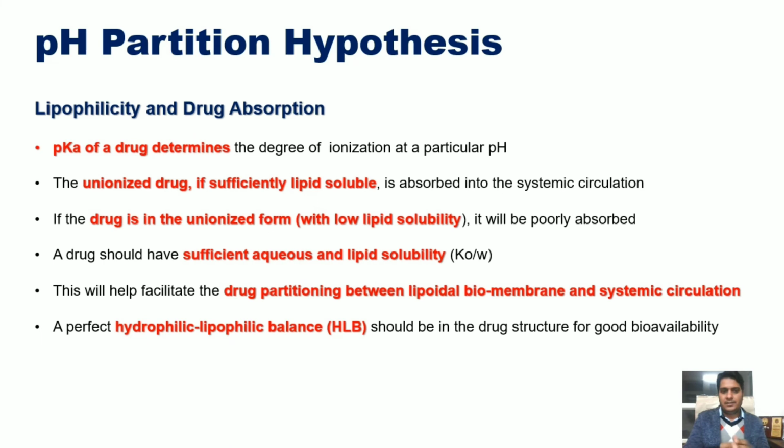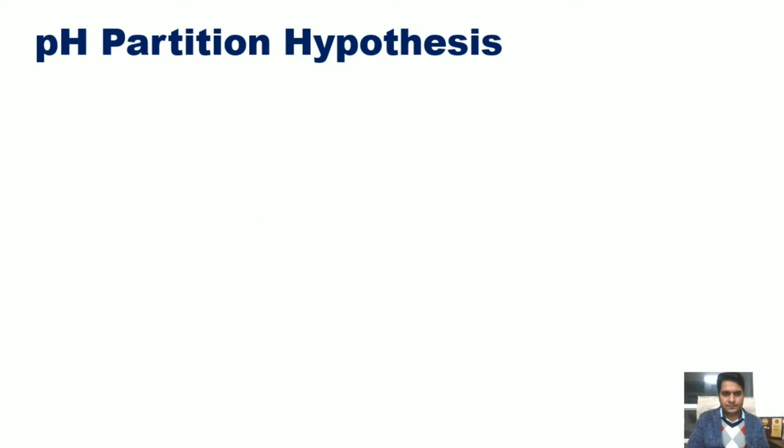A perfect hydrophilic lipophilic balance should be maintained in the drug structure to become a bioavailable drug. And if the drug is highly lipophilic, then it will not be absorbed efficiently into the systemic circulation. So both are the main constraints as rate limiting steps. So if the drug has good solubility and has a log P value within the range of 1 to 4 or 5, it will be absorbed efficiently into the circulation.